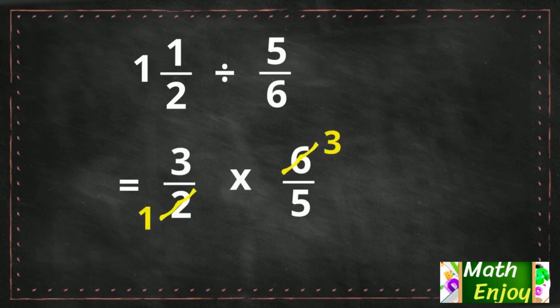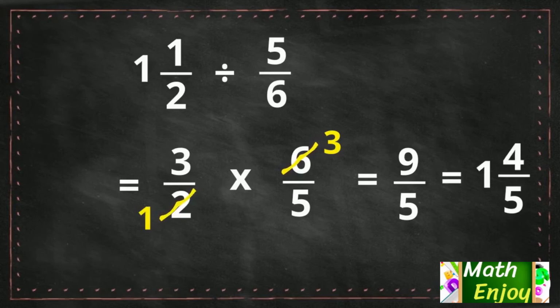Now we can multiply the numerators. 3 times 3 is 9. 1 times 5 is 5. 9 over 5. That is an improper fraction. We will divide 9 by 5. There is 1 5 in 9. So the whole number is 1. 4 is remaining. So numerator is 4. Denominator is 5. 1 and 4 over 5.